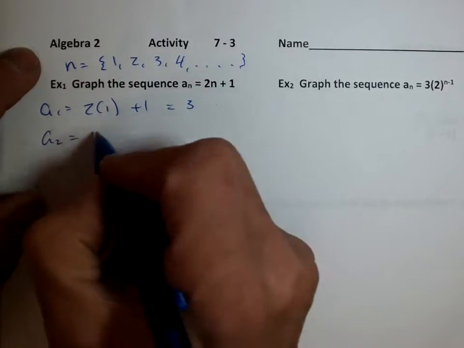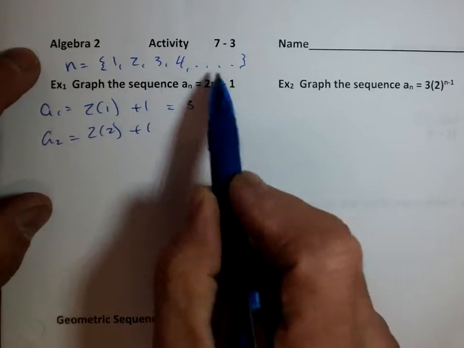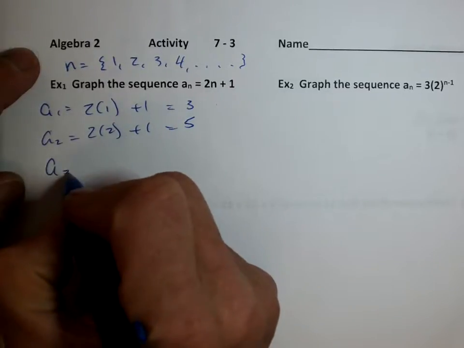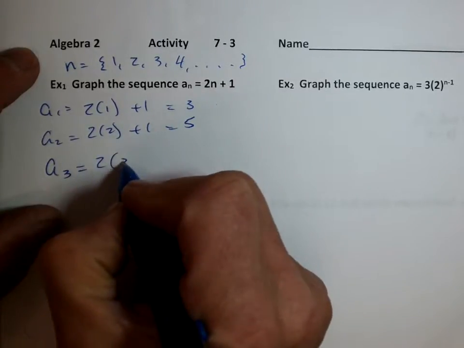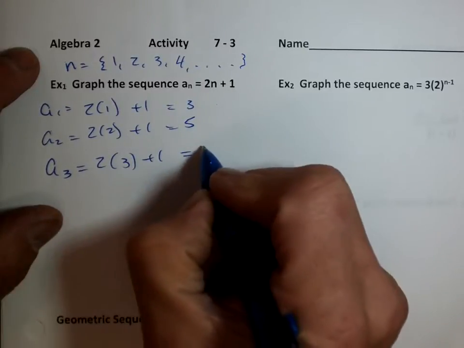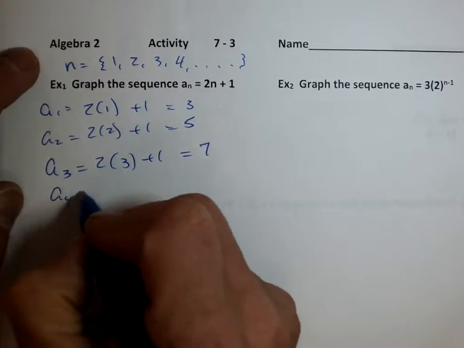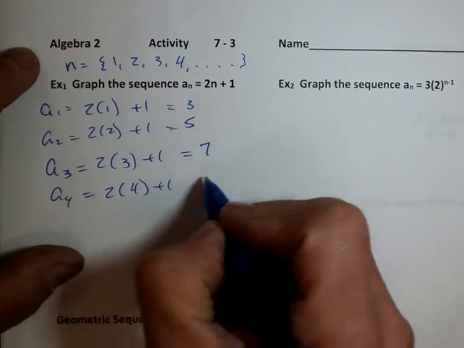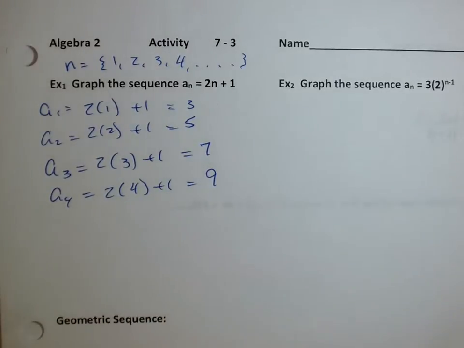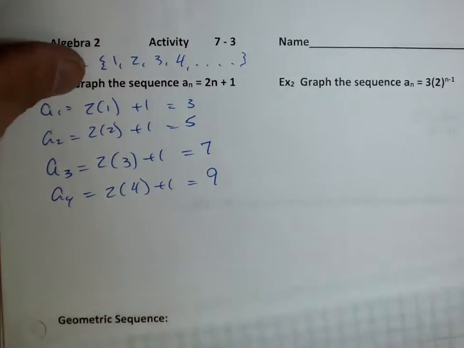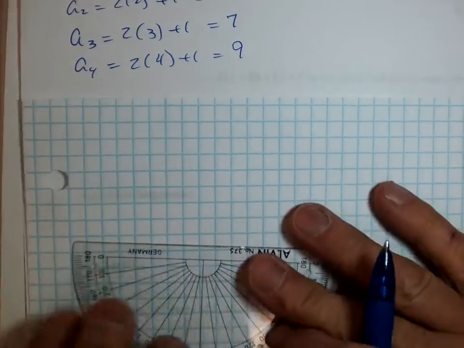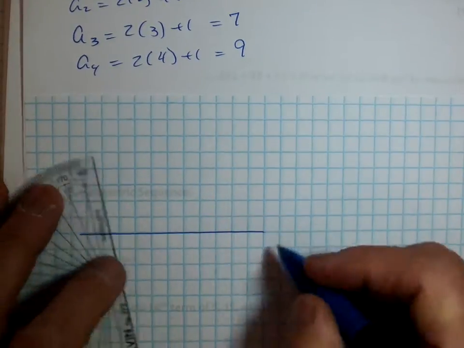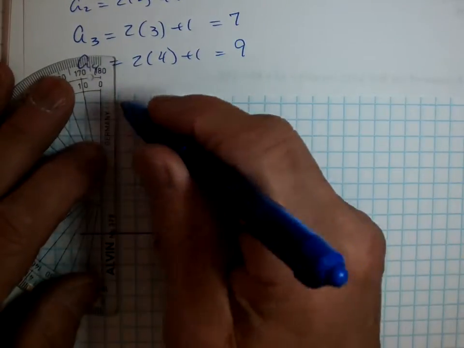a2, 2 times 2 plus 1, because I'm just plugging in 2 in for n. That's going to be 5. a3 is going to be 2 times 3 plus 1, and that's going to be 6 plus 1 is 7. a4, plug in 4, 2 times 4 plus 1 is 8 plus 1, which is 9. Okay, I think I've got the basic general idea of what I'm going to do here. When I graph this, I'm going to make sure that my x-axis is n and my y-axis is going to be the value.